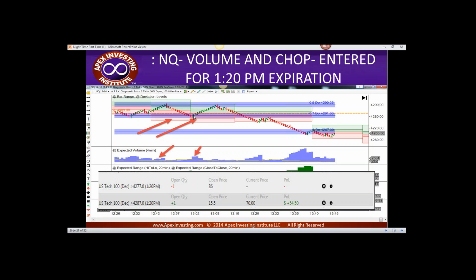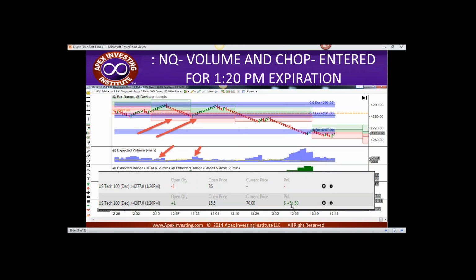The market went up. So right up here when it went all the way up is where I took this screenshot. So I bought that one for $15.50. It's now worth $70. So I'm up. I'm profitable $54 on this side.